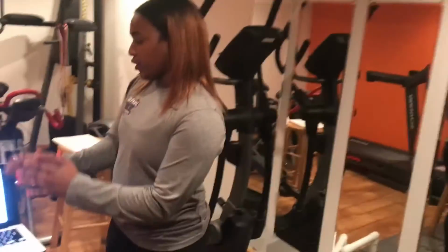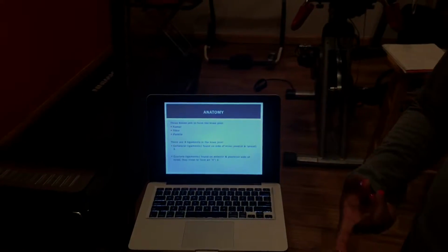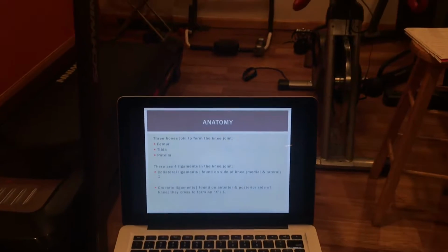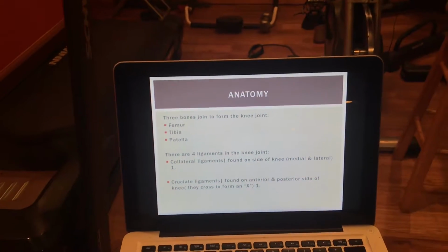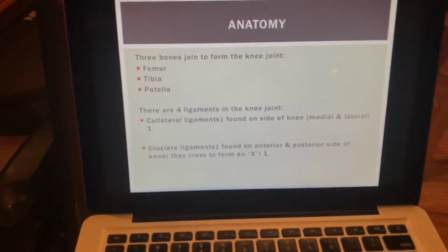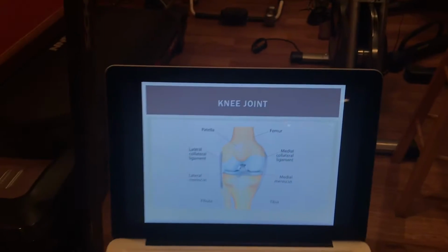There are three bones that join to form the knee joint: the femur, the tibia, and the patella. There are four ligaments in the knee: the collateral ligaments found on the side of the knee, your medial one right here and your lateral side of the knee here. Your cruciate ligaments are found on the anterior side and the posterior side of your knee. They cross and make an X form like this, and here is the picture of that.